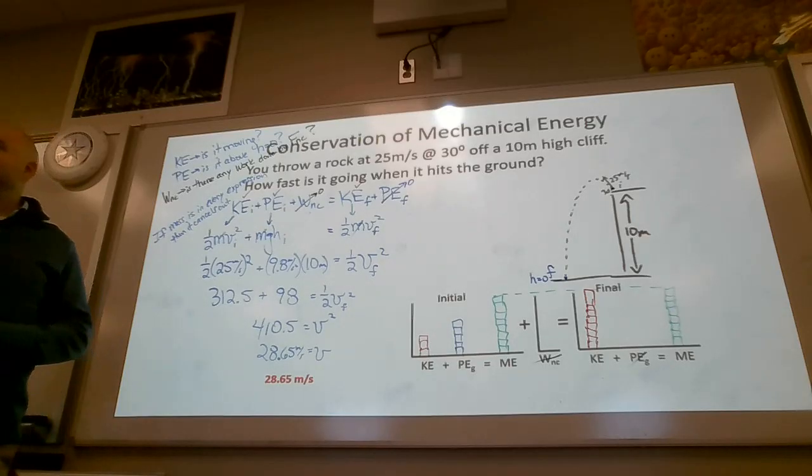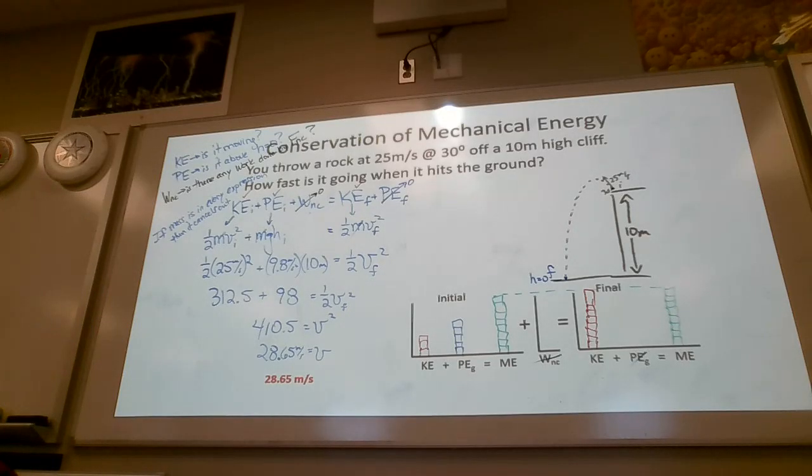Okay, maybe. So what this means is the mass of the rock doesn't matter. I could have a 0.25 kilogram rock. I could have a 25 kilogram rock. It doesn't matter. So long as I launch it at 25 meters a second at 30 degrees, it's going to hit the ground at that speed.